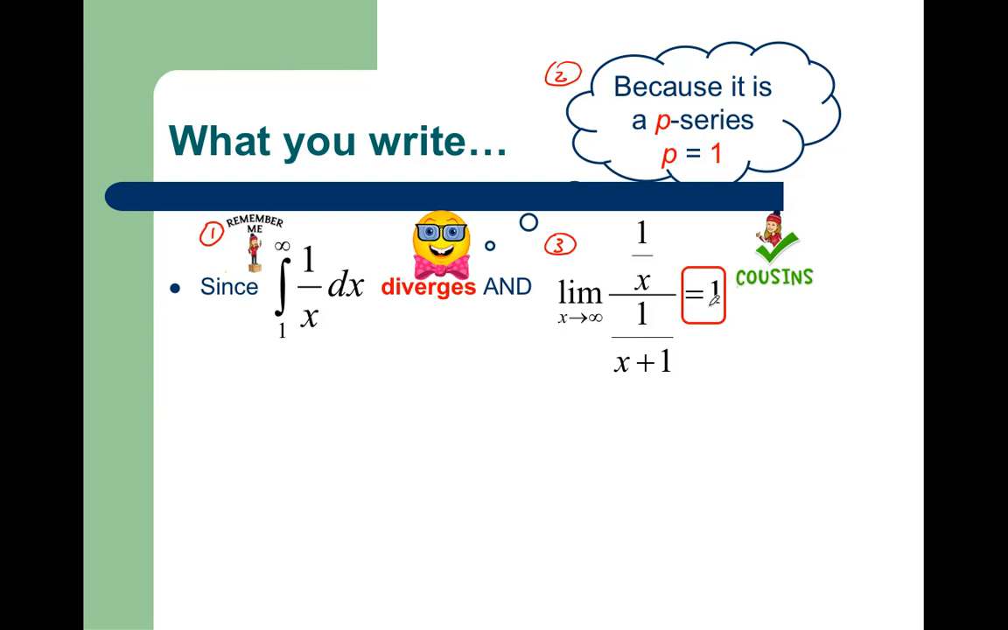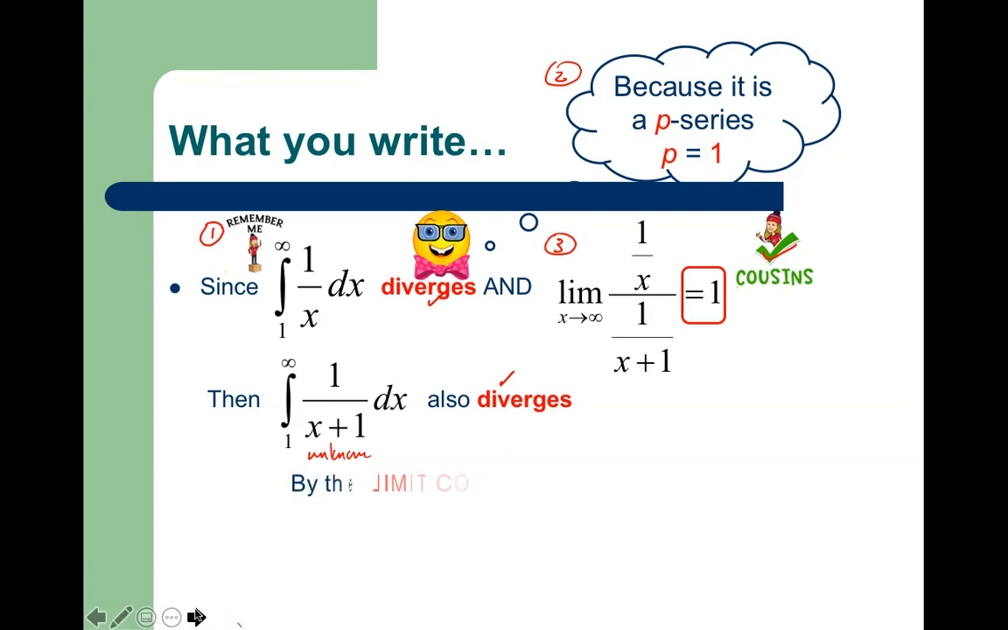Because you got a number that is not an infinity and it's not 0, I know that they are cousins. Therefore, the unknown does the same thing as the known. I don't have to worry about which, since that diverges, the one I know has to be on top of it. I don't need that at all. Don't need to know position when you're doing the limit comparison test, but you do have to do a limit.